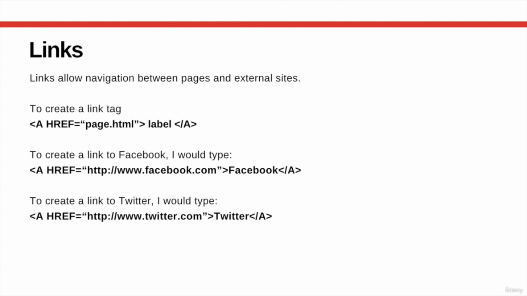Links. Links allow navigation between pages and external sites. To create a link, type a href, for hypertext reference, equal to page.html. This is the link to the destination page. Label is the text that appears, then closing the tag. To create a link to Facebook, I would type a href www.facebook.com. To create a link to Twitter, I would type a href www.twitter.com. Incorporating these elements consistently across your pages will improve your on-page SEO and overall visibility on search engines.